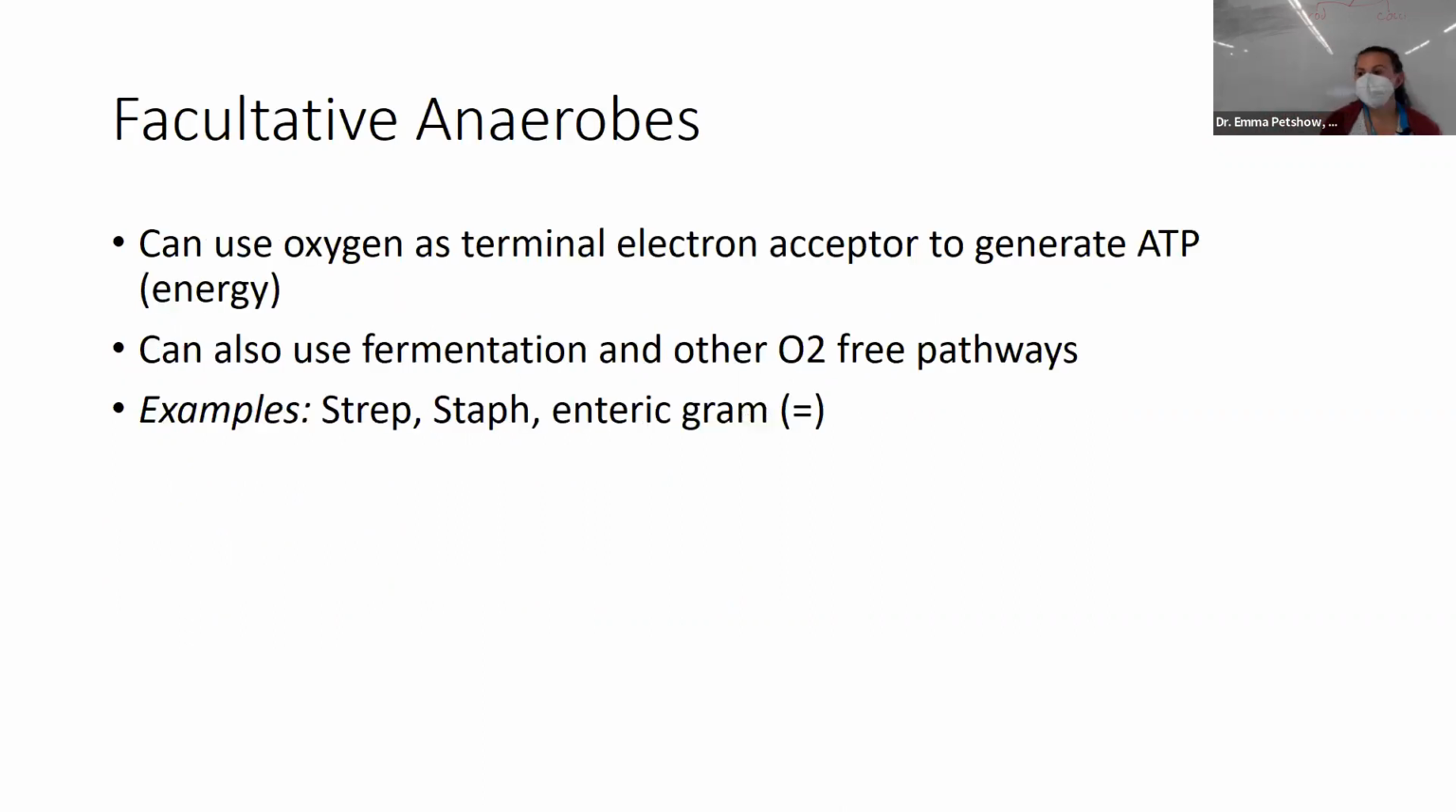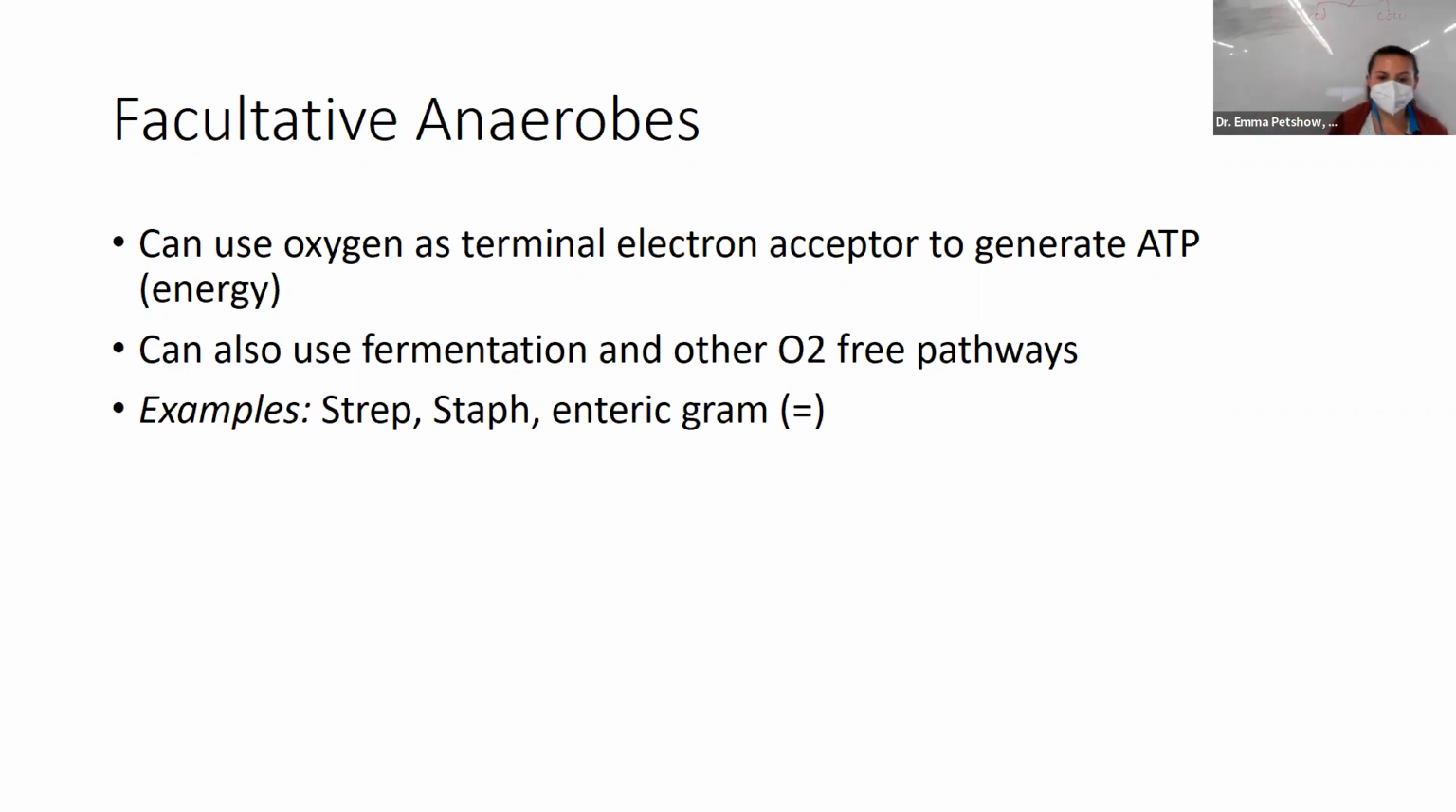Facultative anaerobes is your biggest category. So when in doubt, assume it's a facultative anaerobe. Most of the bacteria are going to be facultative anaerobes. There's only a few true aerobes. There's only a few true anaerobes. So facultative is by far going to be your biggest category that most are going to fall into.